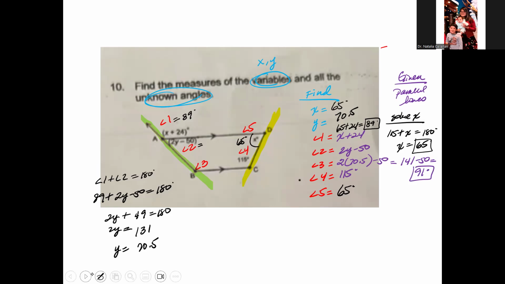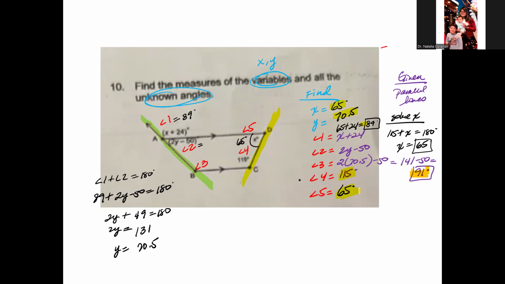So 91. There you go. You got it. Circle, please. X, Y, angle 1, angle 2, or angle 3. But do we know what angle? Okay, angle 2, angle 3, angle 4. So, angle 3, find that.